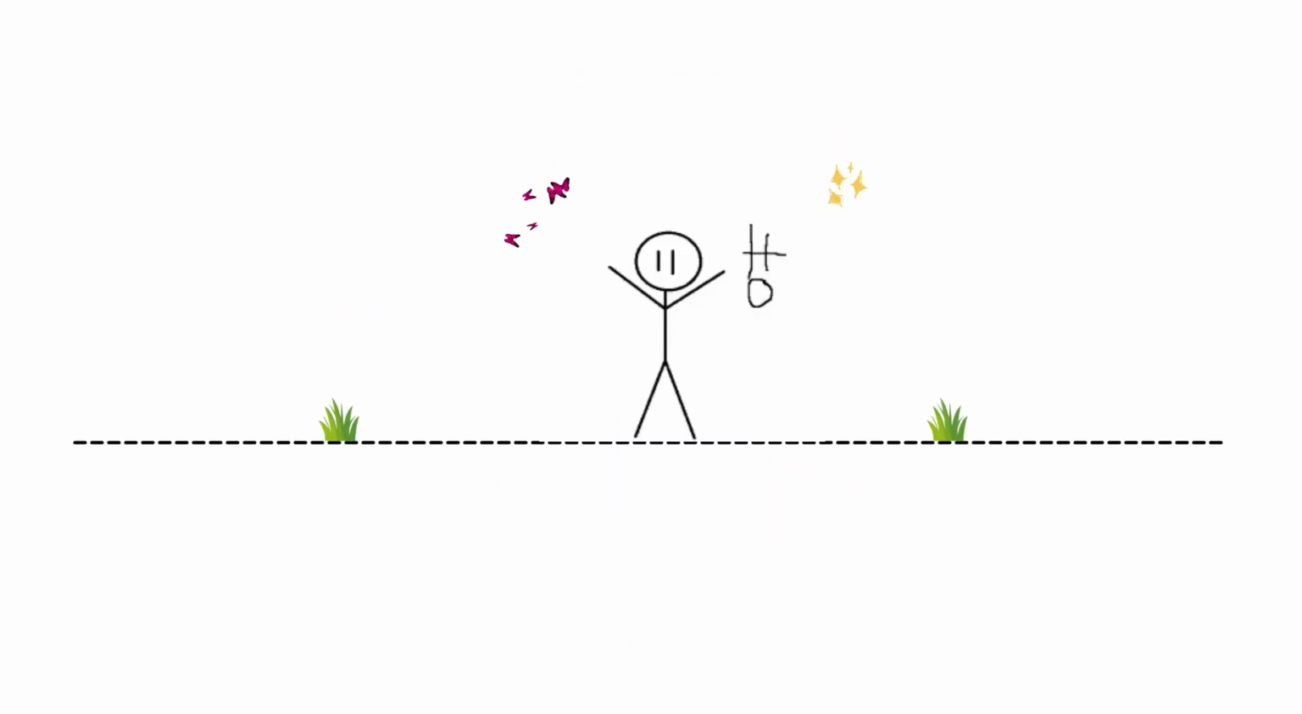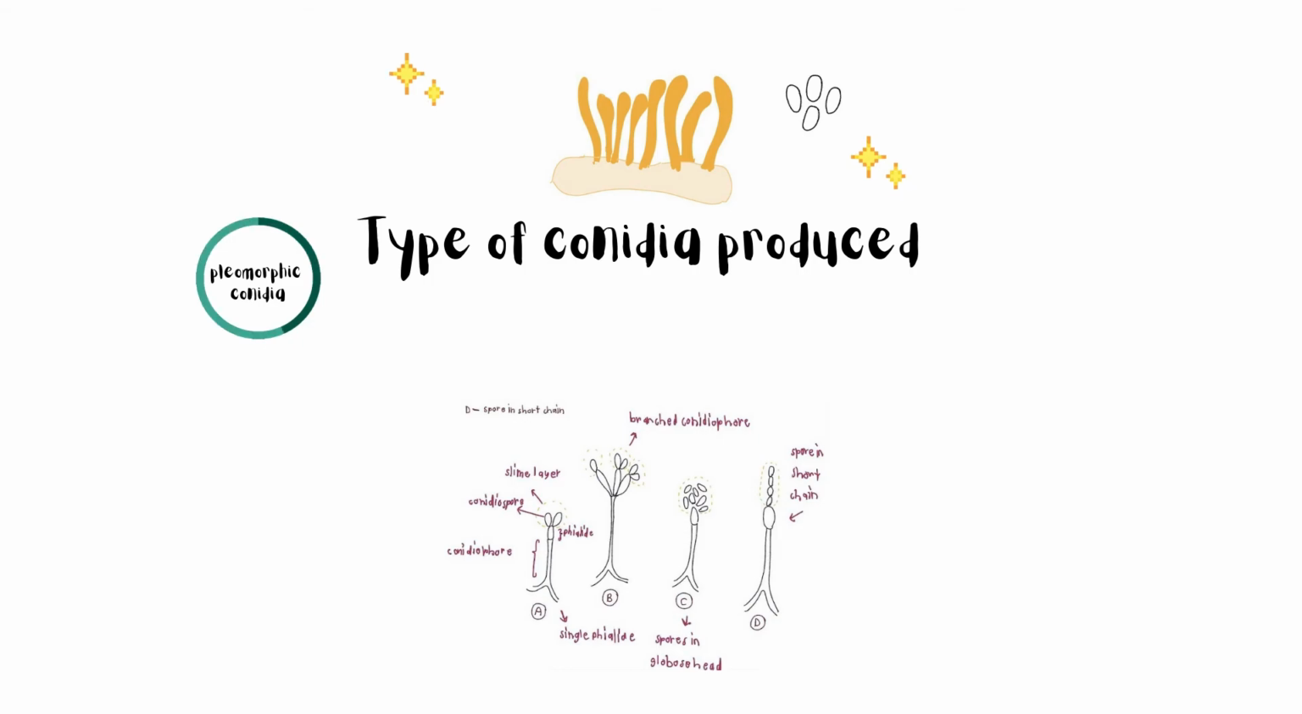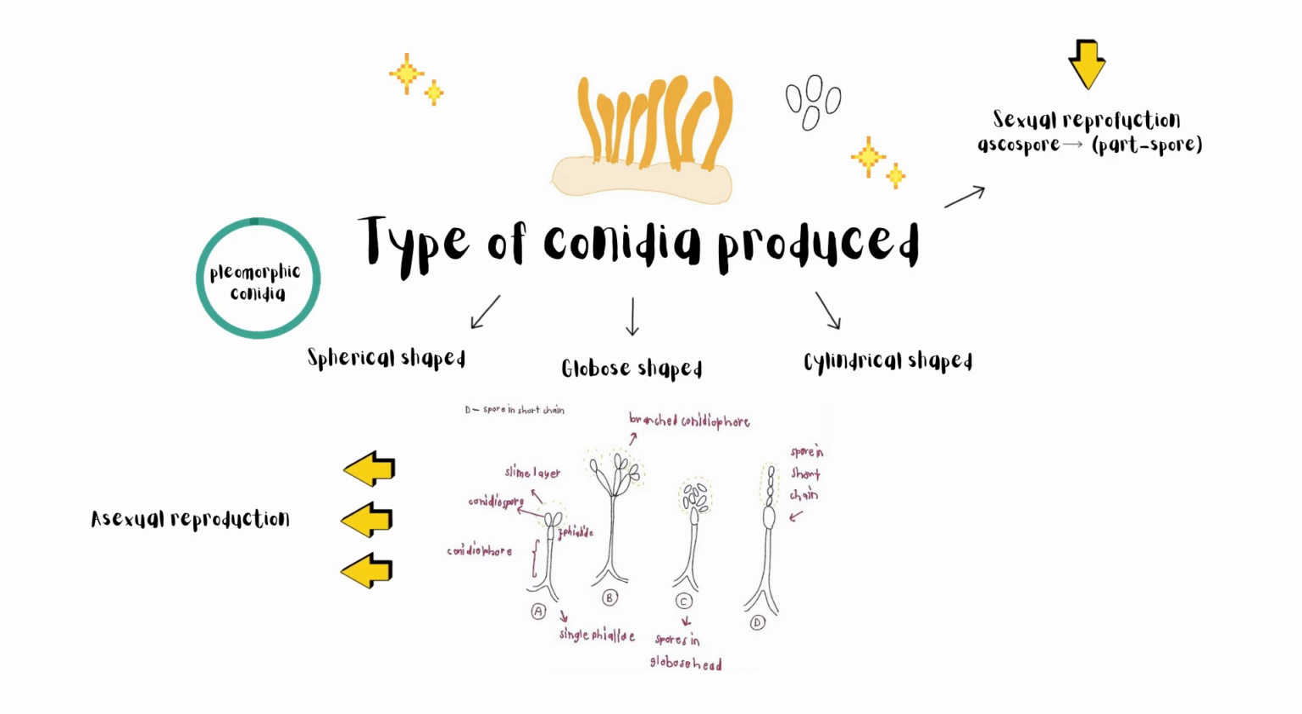And last but not least, our last presenter, Hanif, will explain about the types of conidia produced by Cordyceps militaris. The type of conidia produced by Cordyceps militaris is polymorphic conidia with globose, cylindrical, and spherical in shape. The spores are coated with slime layer on phialides, but some produce chain-like spores. In sexual reproduction, it produces part spores that is formed by disarticulation of matured ascospores. Thank you for watching.